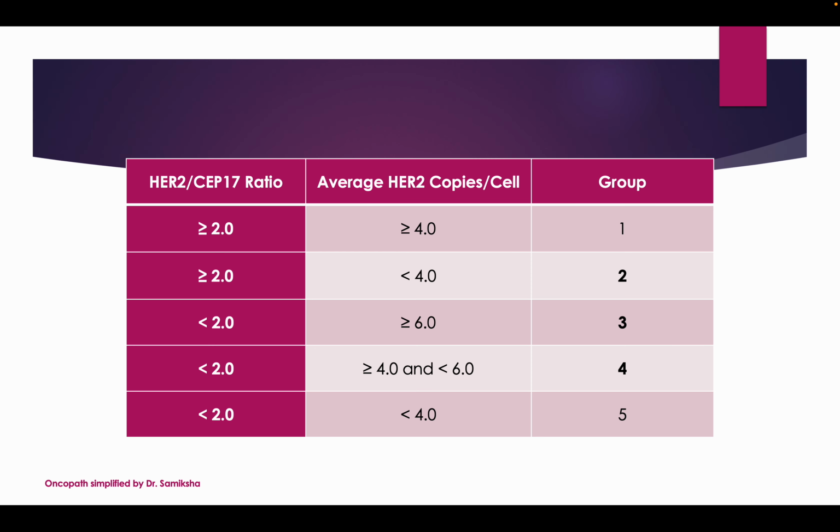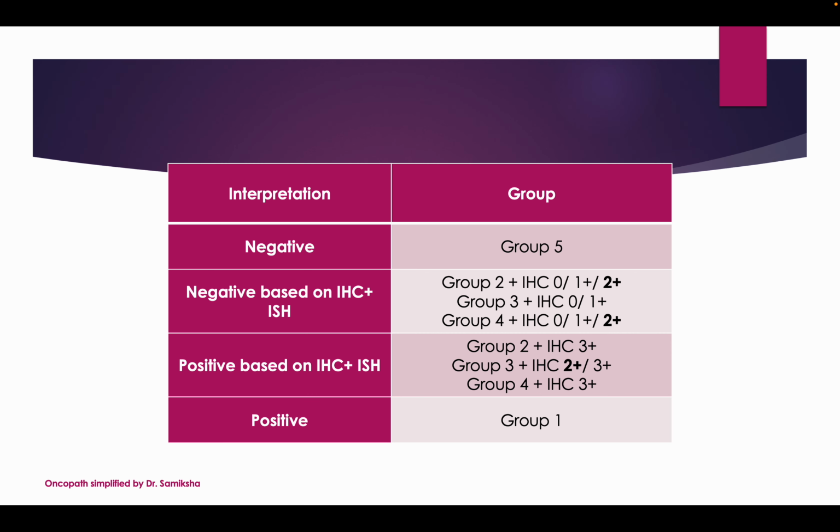And if in the in situ hybridization method your report falls in groups 2, 3 or 4, then we will see further how to go about these tumors. So group 1 is positive and group 5 is negative for HER2 overexpression. Whenever on ISH you have tumors lying in the category of group 2, group 3 and group 4, ISH alone is not going to be useful. So IHC should also be taken into consideration while reporting these cases.